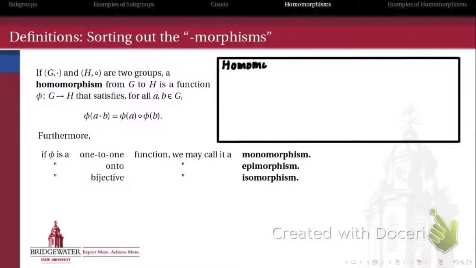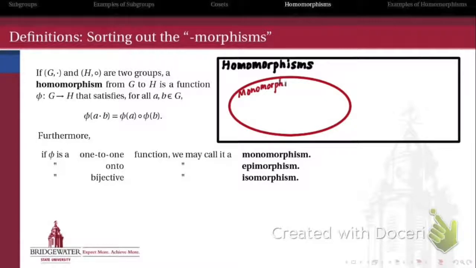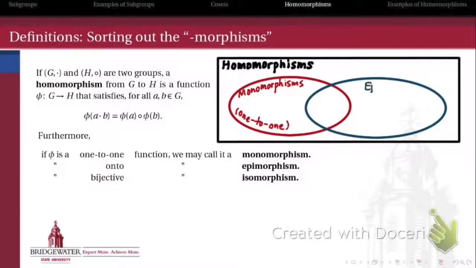So keep in mind that these all fall into a hierarchy, that everything we're talking about here is a homomorphism. Those homomorphisms that are also one-to-one, we call monomorphisms. Those homomorphisms that are also onto, we call epimorphisms. And those homomorphisms that are both one-to-one and onto, we call isomorphisms. So monomorphisms, epimorphisms, isomorphisms, just ways of assigning additional properties to the functions underlying homomorphisms.